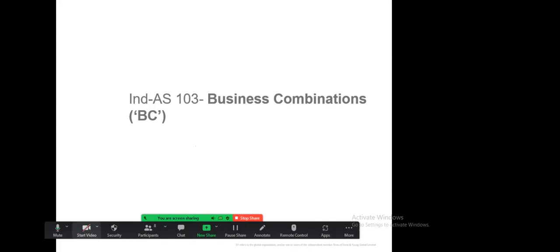Yes. So let us start with Ind AS 103, that is business combination. So in this standard, we will first of all understand what is business combination, what all things we need to check while identifying whether there is a business combination or not, or it's an asset acquisition, how the accounting for business combination needs to be done, how the goodwill is to be accounted for, how the capital reserve or the pooling of interest method needs to be taken care of. So all these things we will take care in your Ind AS 103.